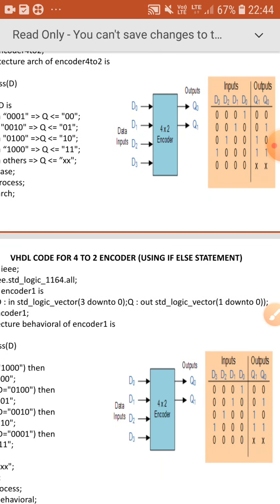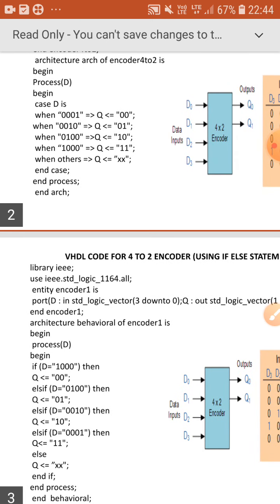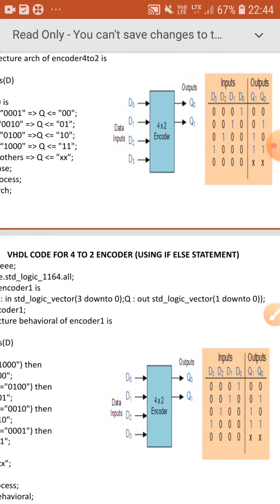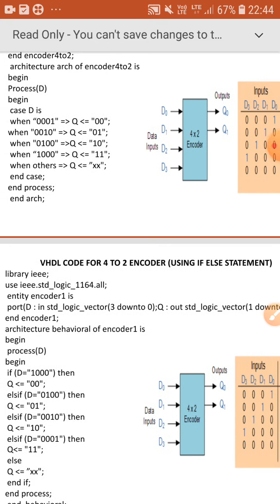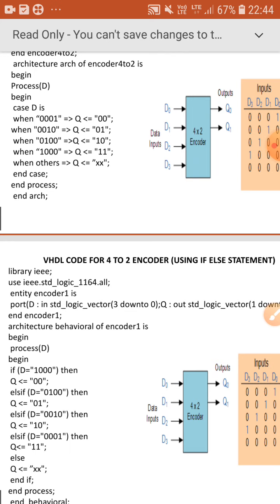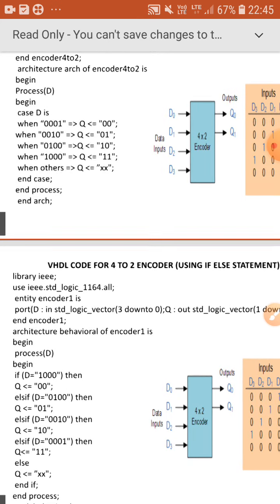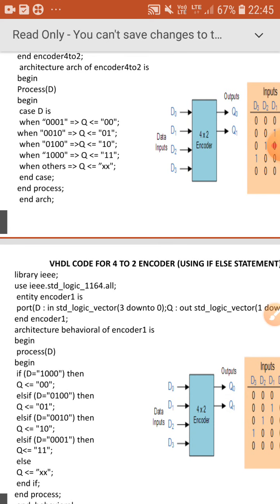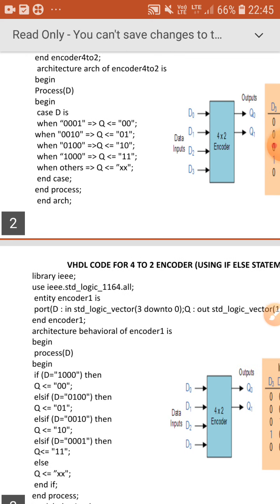Here D0 can be 1. Case D is, if D0 is equal to 1, then the output will be 0 0. So when D is 0 0 0 1, that is D of 3 is 0, D of 2 is 0, D of 1 is 0, D of 0 is equal to 1, then Q is equal to 0 0. When D is 0 0 0 1, then 0 0 will be assigned to Q.